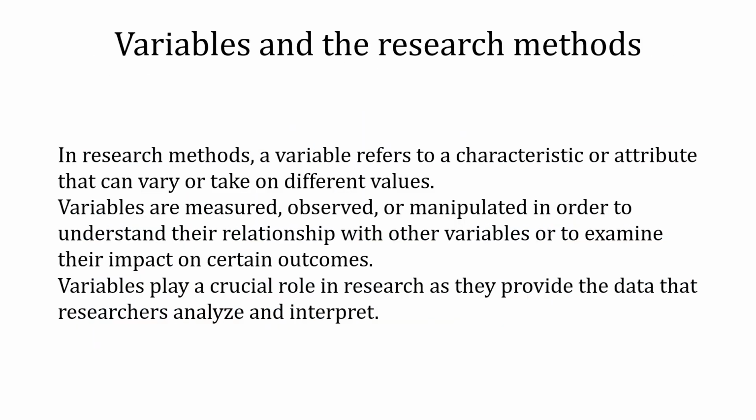Now we move on to understand variables. In research methods, a variable is something that can change or vary. It is a characteristic, an attribute, or a factor that can take on different values. For example, in a study about patients' heights, height is the variable because it will vary from person to person. Variables can be things we measure like age or weight, or they can be categories or characteristics like gender or hair color, or even skin color.